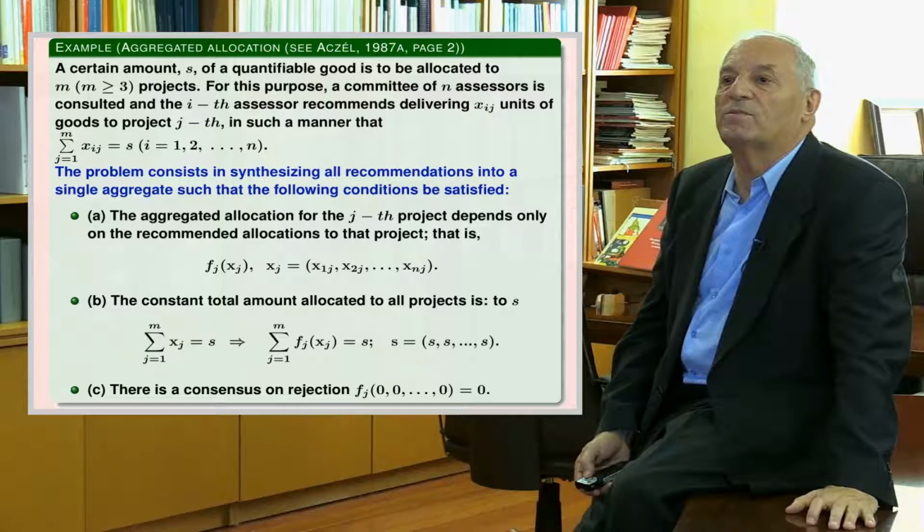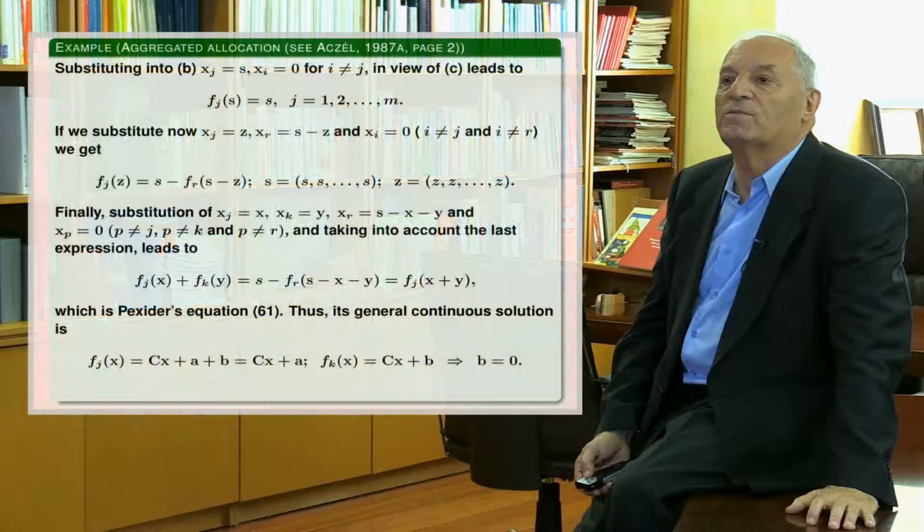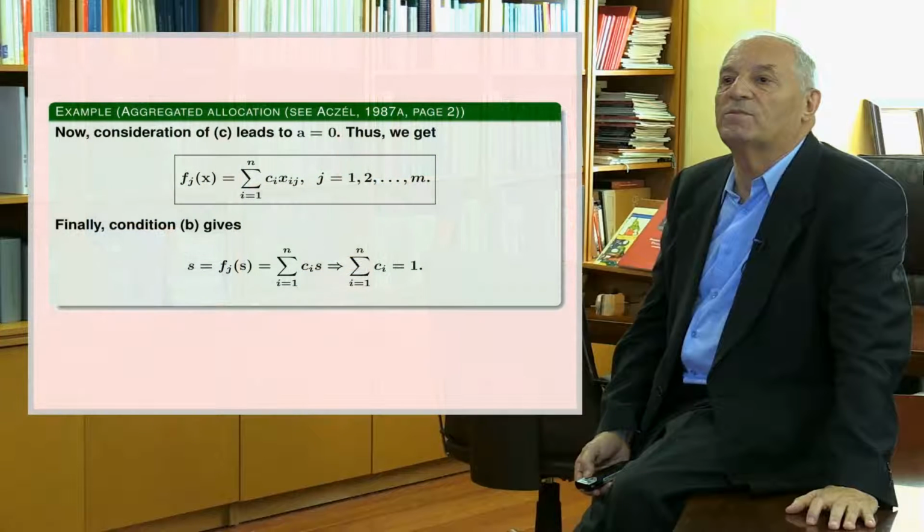A. The aggregated allocation for the j-th project depends only on the recommended allocation to that project. B. The total amount allocated to all projects is constant and equal to S. And C. There is a consensus on rejection. That is, when all members decide to provide 0 units to a given project, this is the aggregated decision. The slide explains how a set of substitutions leads to a Pexider equation 1 whose solution is known, and using the B and the consensus on rejection assumption allow us to obtain the solution to our problem.